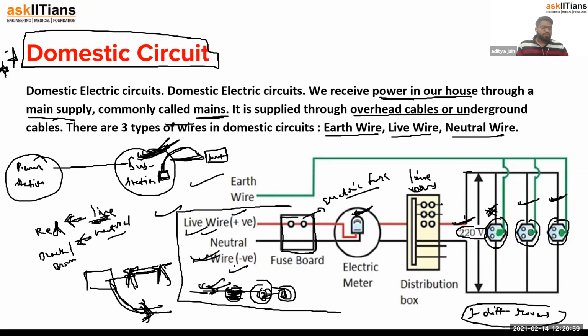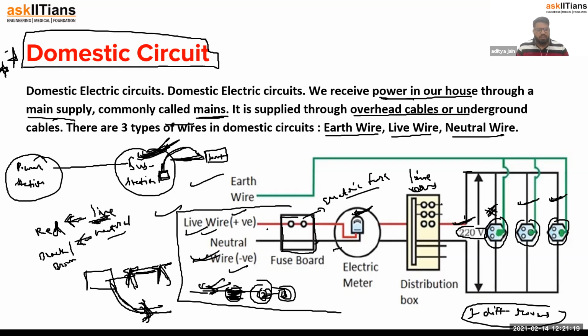So we are not requiring to hamper the electric supply in case of damage of any electrical appliance. If any electrical appliance damages, we do not require that all the electrical appliances damage at the same time. That is the thing. So that's why the supply which is done in our house is parallel combination.